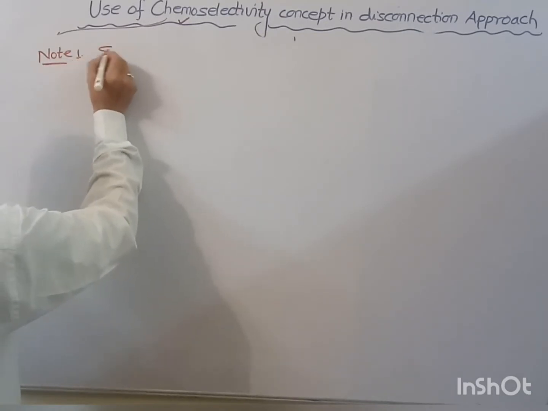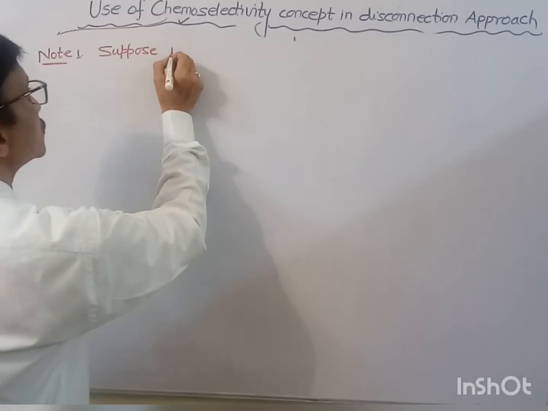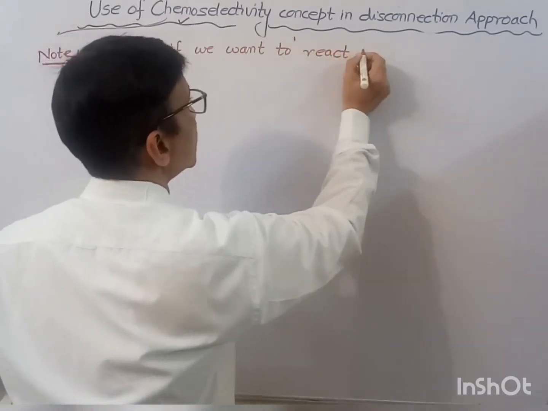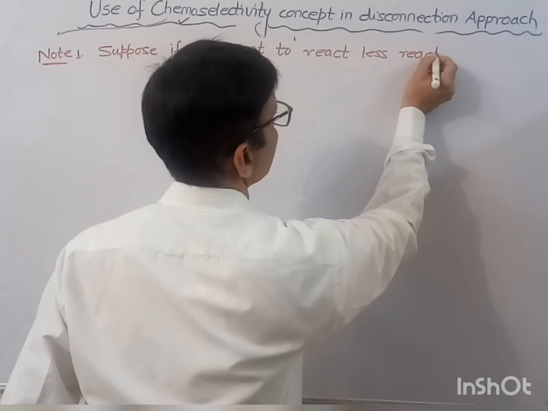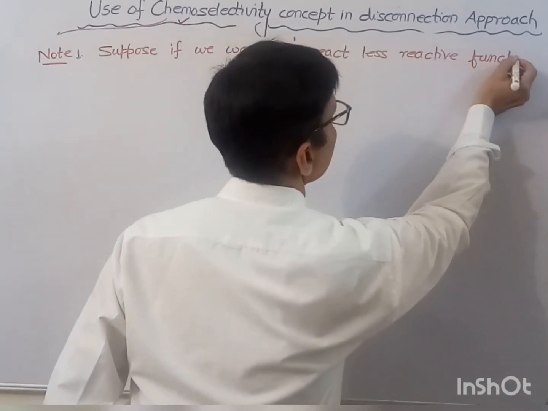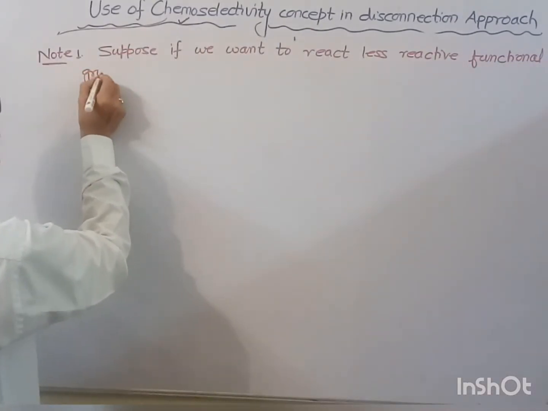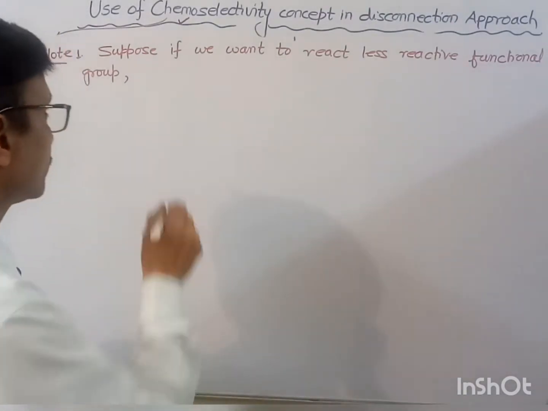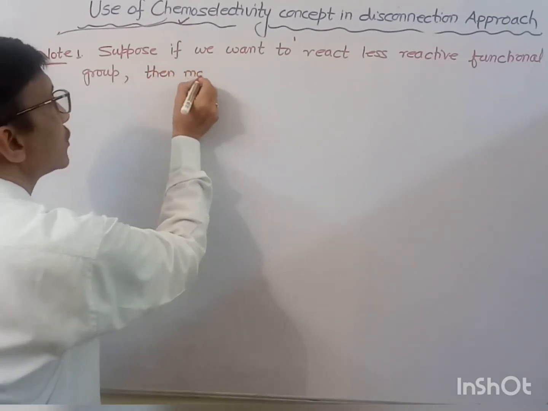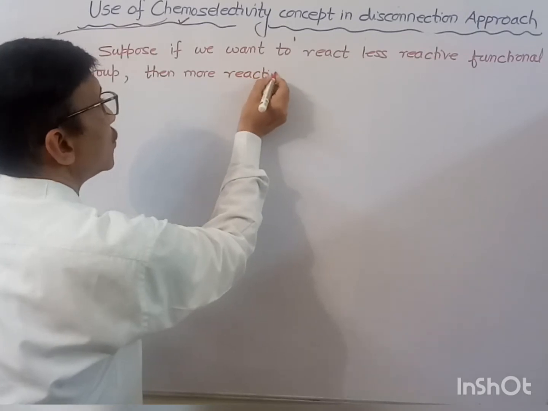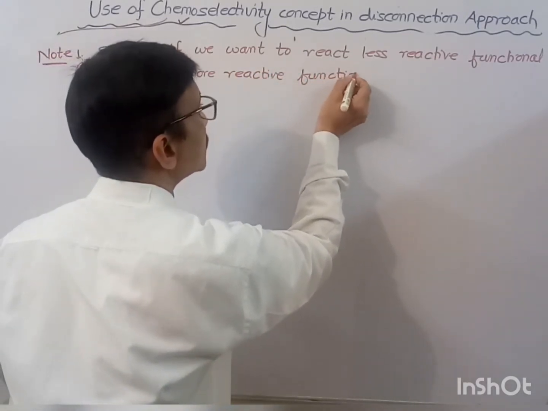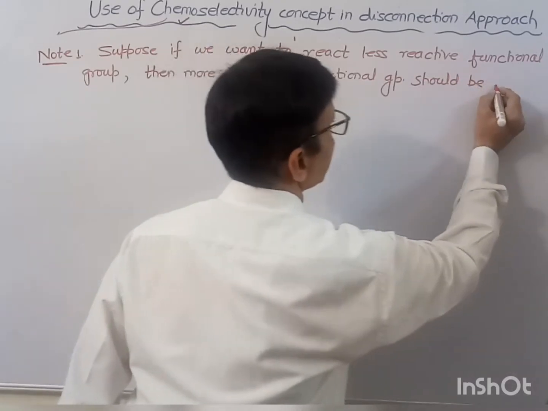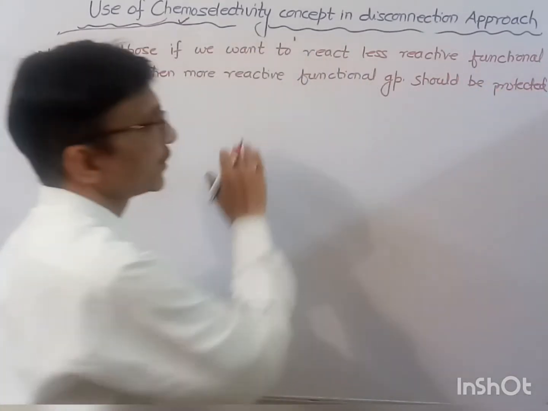Note 1. Suppose we want to react the less reactive functional group, then what can we do? Then we have to protect the more reactive functional group. The more reactive functional group should be protected. Okay. So let's take an example for this.